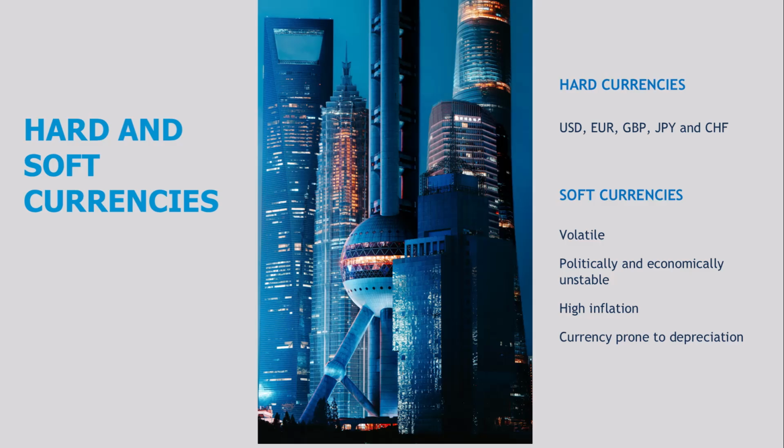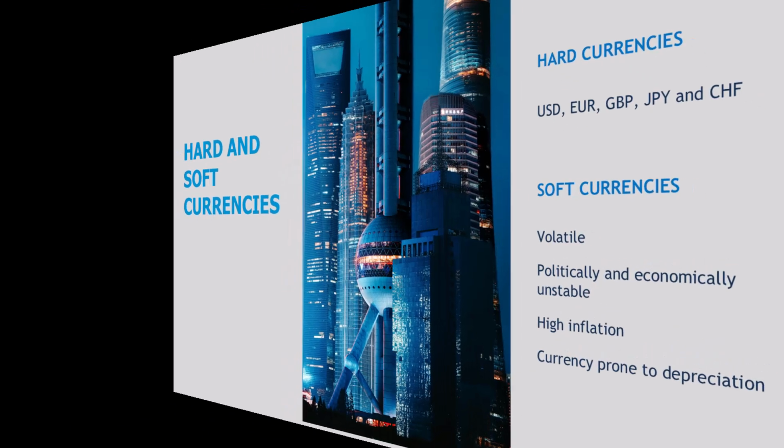It is common for participants to differentiate between hard and soft currencies. Although there are no strict definitions of what constitutes a hard currency, they would include dollars, euros, sterling, yen, and Swiss francs. Soft currencies are characterized as being volatile, perhaps being issued by a politically and economically unstable country. The country might have high inflation, and the currency is perhaps prone to depreciation.